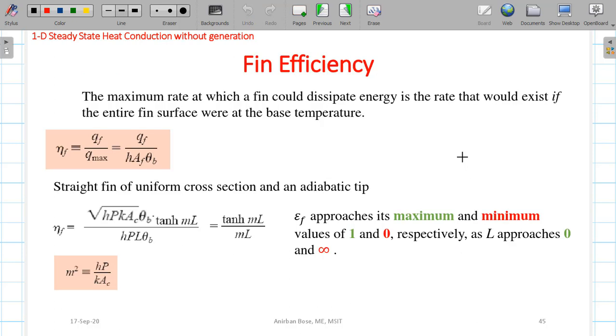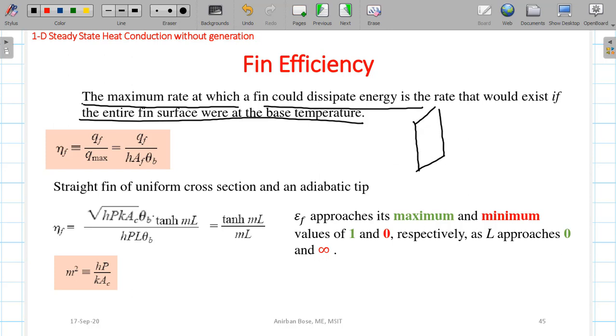The next performance parameter is the fin efficiency. The fin efficiency is defined as the maximum rate at which a fin could dissipate energy, which is the rate that would exist if the entire fin surface were at the base temperature. That means if you just consider a surface, and in that surface there is a fin.